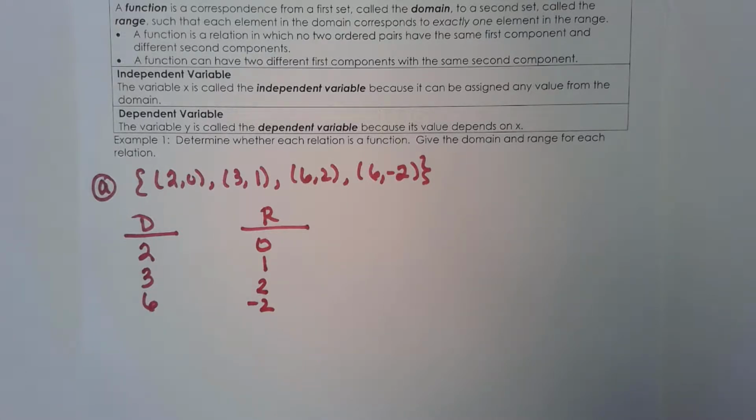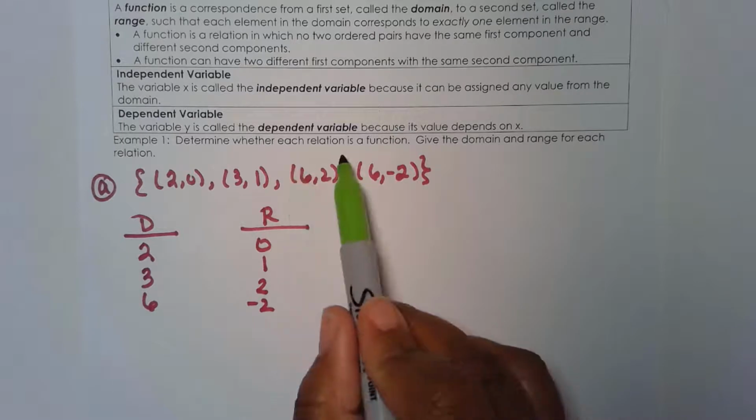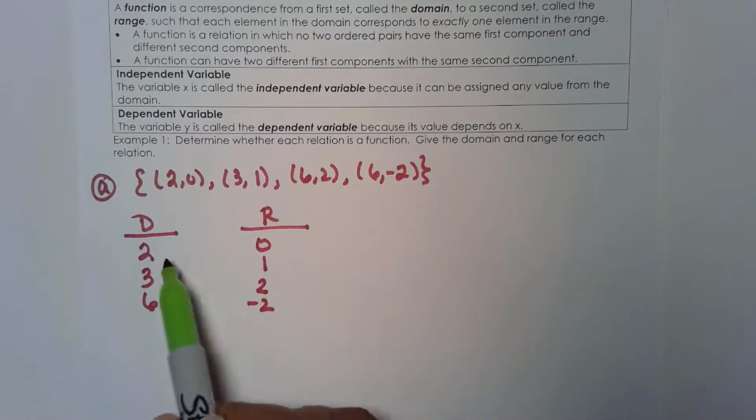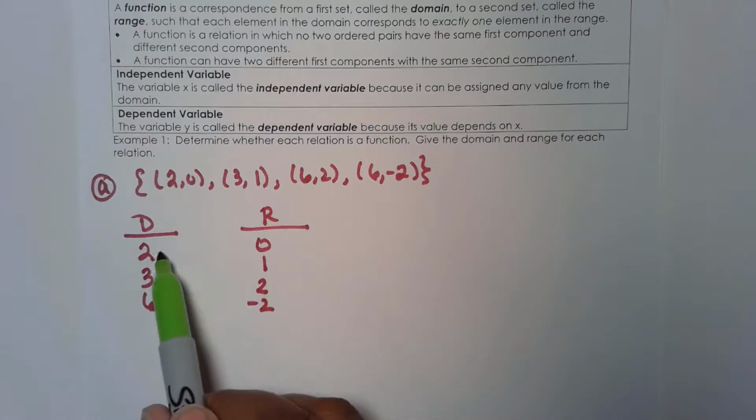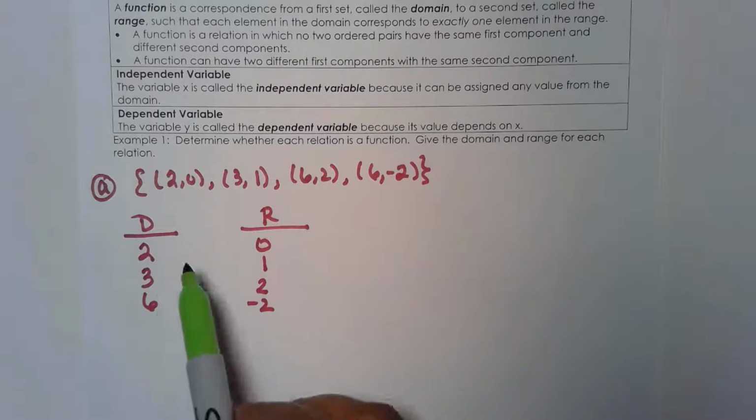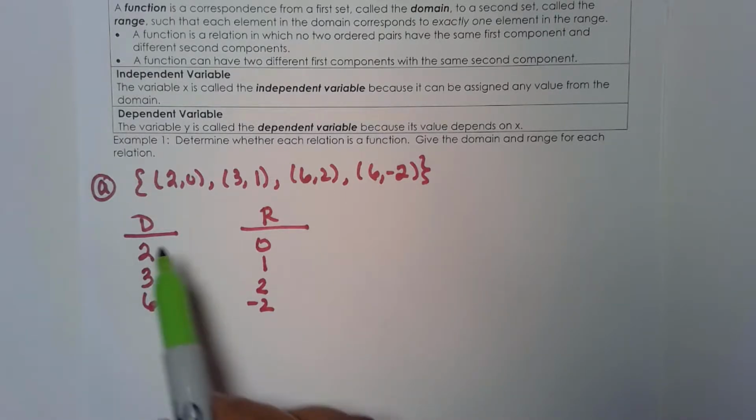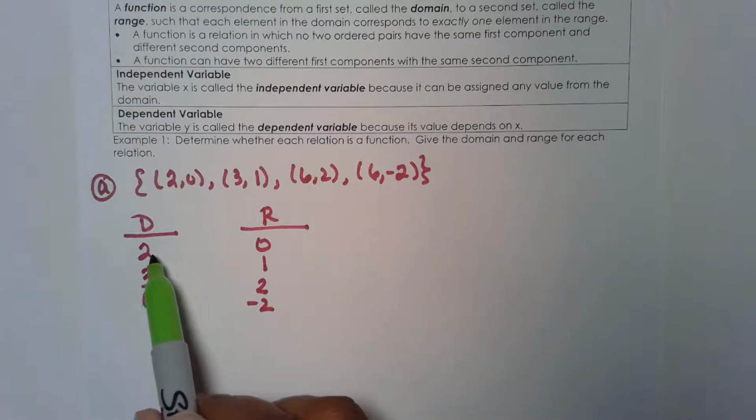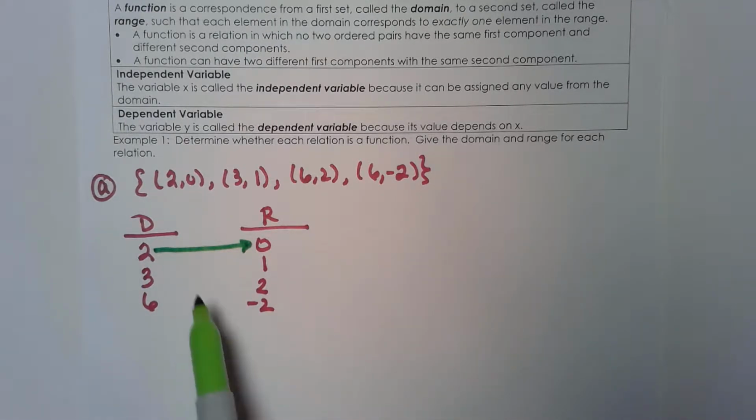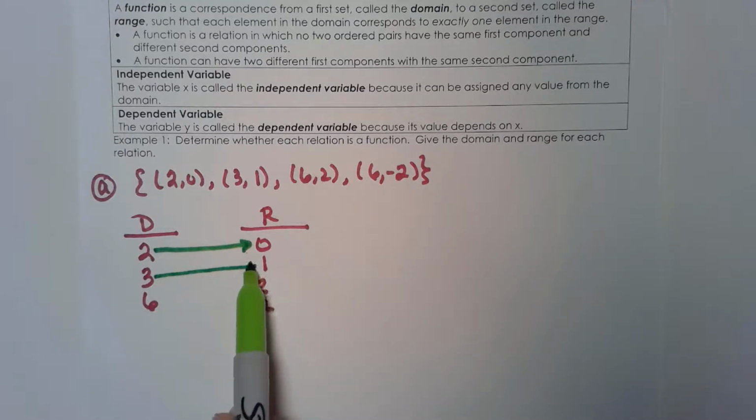All right, so to determine if this is a function or not, let's map. I think that may be the easier way, or you can plot the points. We haven't talked about plotting the points and what test you would use, but you could plot the points once we cover that test. 2 pairs with 0. So so far this is a function. 3 pairs with 1 is a function.